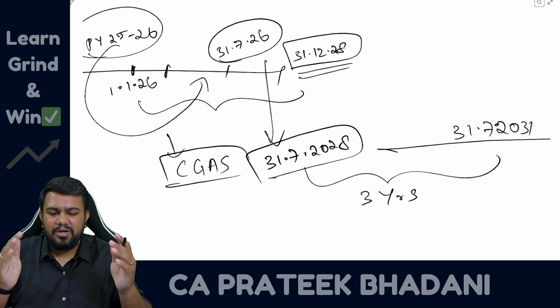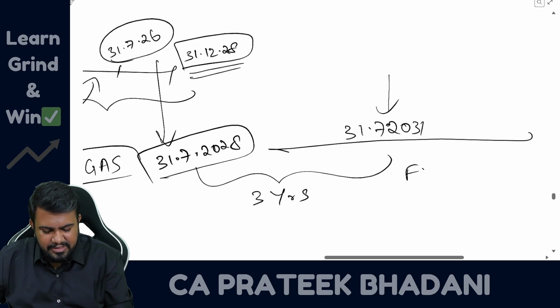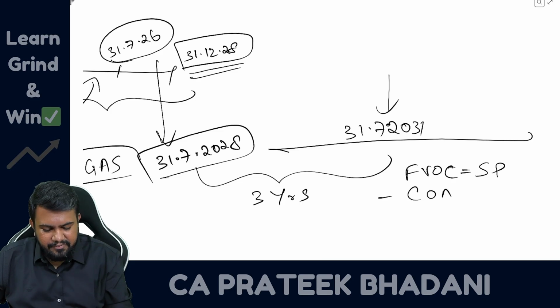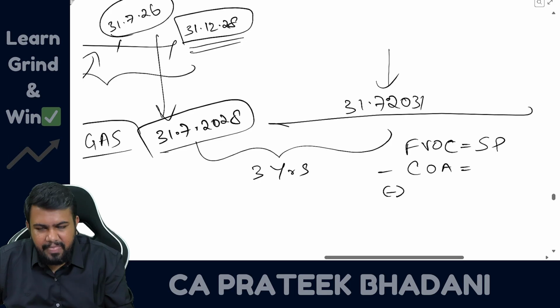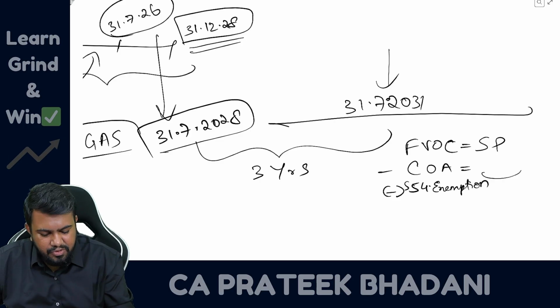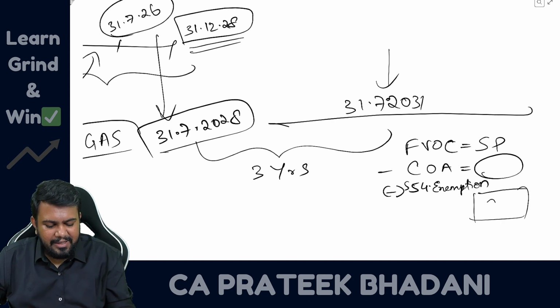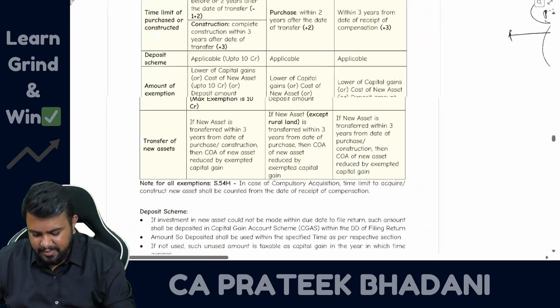If the new house is sold within 31/7/2031, then what will happen? You will find out the full value of consideration, that is the selling price, correct, minus the cost of acquisition. In this cost, while calculating, you have to reduce the Section 54 exemption that you have claimed. Only the balance amount should be taken as the cost. So if you reduce it from the cost, automatically your capital gain in that year will increase. So that is the concept.